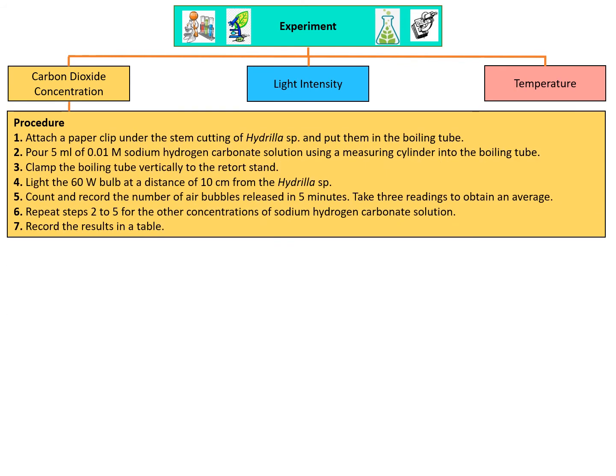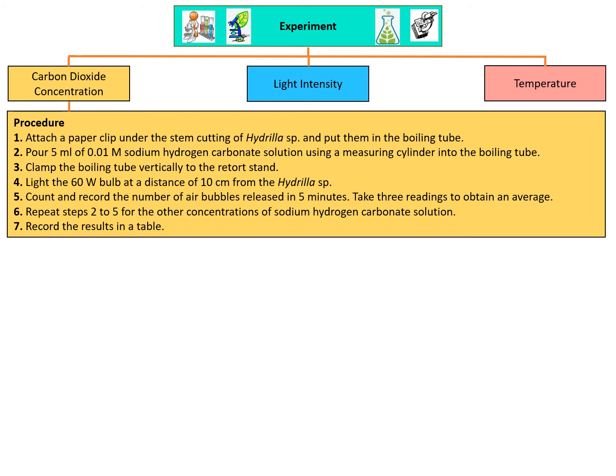Carbon dioxide. Attach a paper clip under the stem cutting of hydrilla and put them in a boiling tube. Pour 5 ml of 0.01 molar sodium hydrogen carbonate solution using a measuring cylinder into the boiling tube. Clamp the boiling tube vertically to the retort stand. Light the 60-watt bulb at a distance of 10 cm from the hydrilla. Count and record the number of bubbles released in 5 minutes. Take 3 readings to obtain an average.